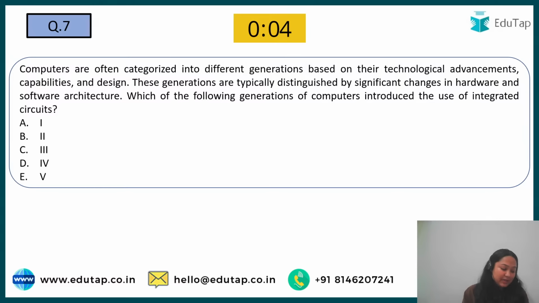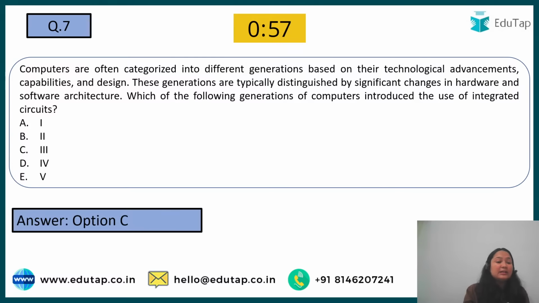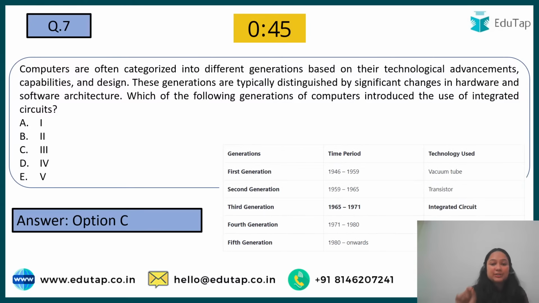Okay, for the 7th I am getting answer C and answer E. Okay, maximum are going with answer C, some are saying answer E. The correct answer is option C. See, for integrated circuit, we are not talking about very large or ultra large integrated circuit. No, we are talking about simple integrated circuit, and it was first introduced in the 3rd generation computer. Here you can see very large and ultra large integrated circuits when they were started. However, simple integrated circuit started with 3rd generation computer.